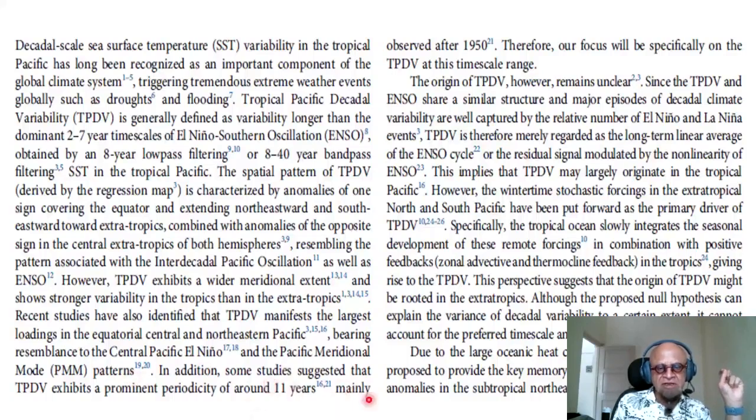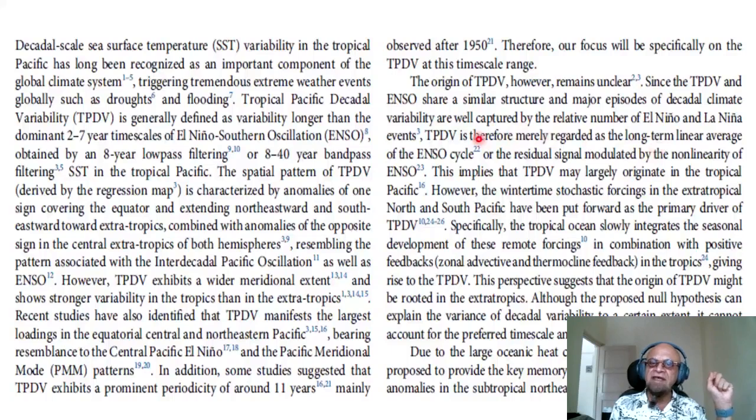Okay. In addition, some studies suggested that TPDV exhibits a prominent periodicity of around 11 years, mainly observed after 1950. Therefore, our focus will be specifically on the TPDV at this time scale range, the 11 year range. The origin of TPDV, however, remains unclear.